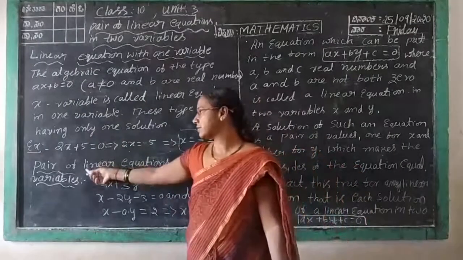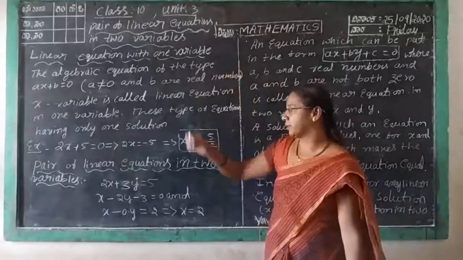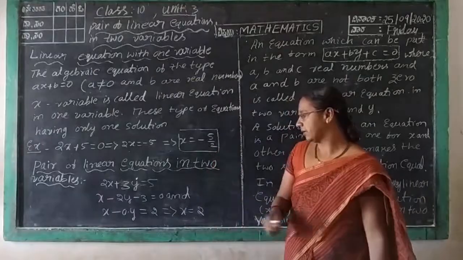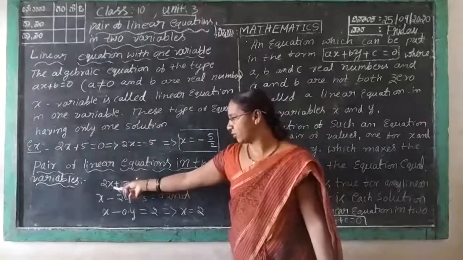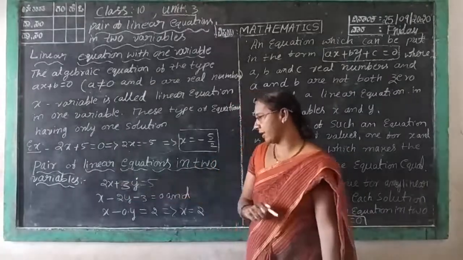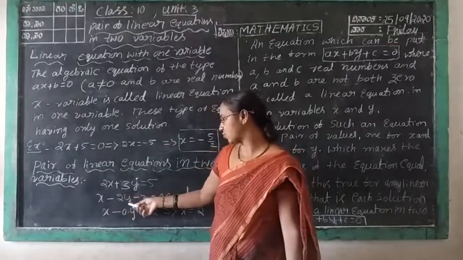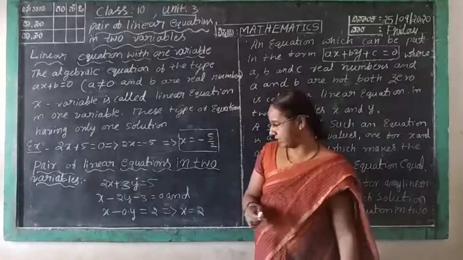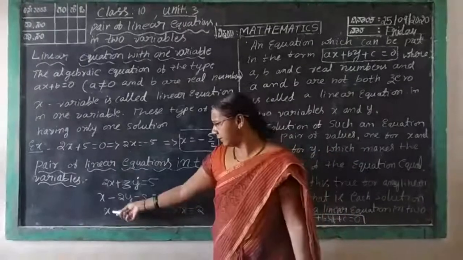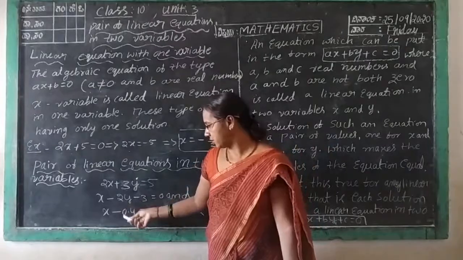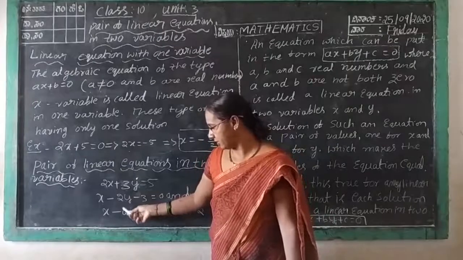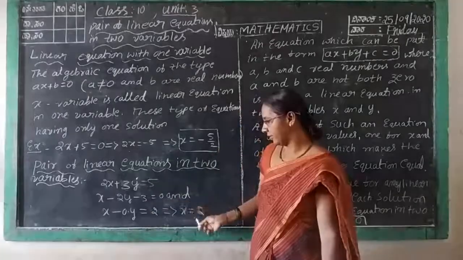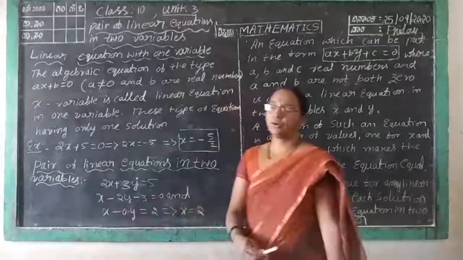Now we will discuss your chapter, the pair of linear equations in two variables. The given example is 2x + 3y = 5, and another is x - 2y - 3 = 0. There are two equations given here. In this equation, x - 2 is 0, y is as it is, and that is equal to 2, so the value of x is 2.